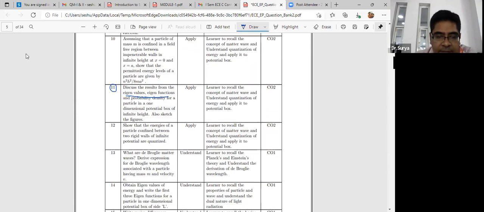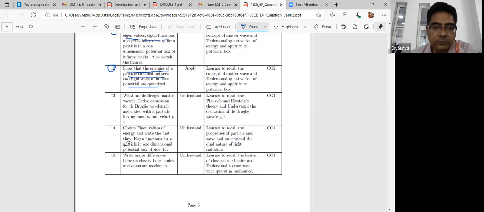Okay. So next. Show that the energies of a particle confined between two rigid walls of infinite potential are quantized. That is the same question as the 10th. The 10th question is similar to the 12th question. Okay. So next question. What are the de Broglie matter waves? Derive expression for de Broglie wavelength associated with a particle having mass m and velocity v. So you have to derive the expression for de Broglie matter waves.